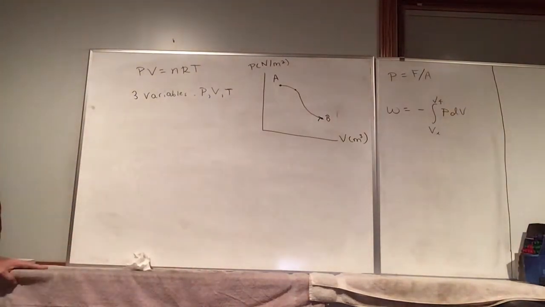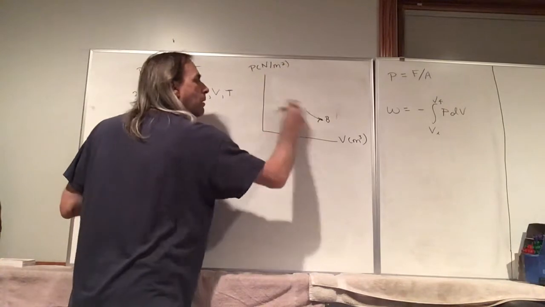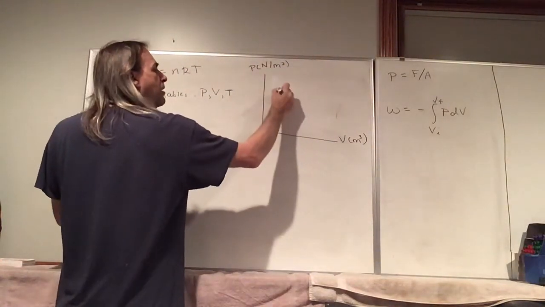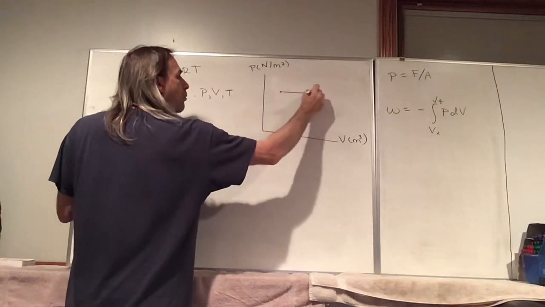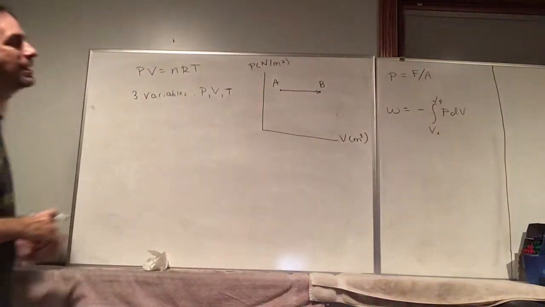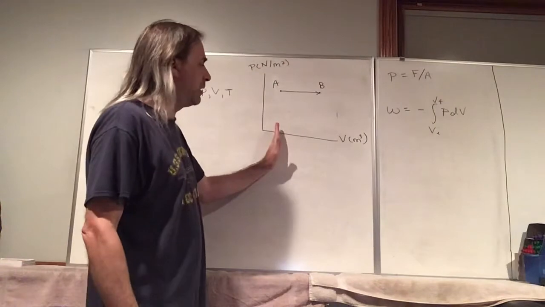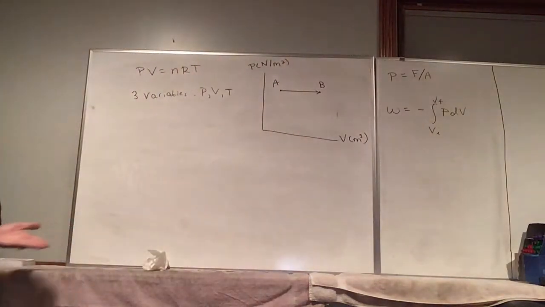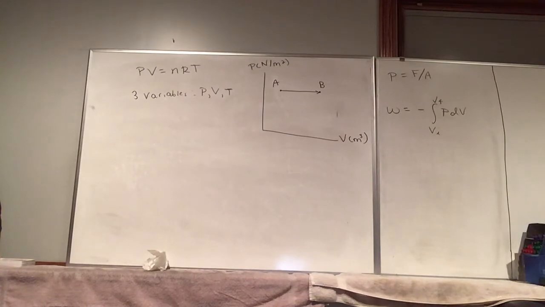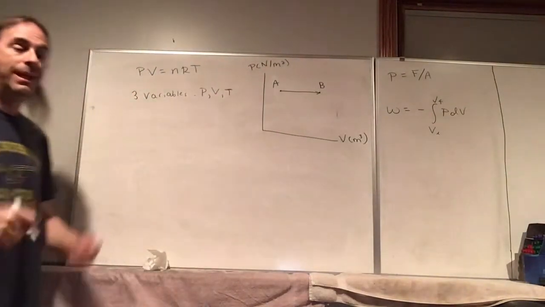Maybe it's best if we consider a particular process. Let's start with the simplest process. Say we have a horizontal line here. We're going from A to B, purely horizontal. We can see the volume is definitely changing. We start out at this volume, we end up here. This gas is expanding. And the pressure, though, is remaining constant. Whatever this value is at point A, pressure is the same at point B.